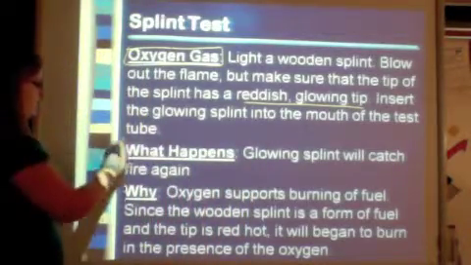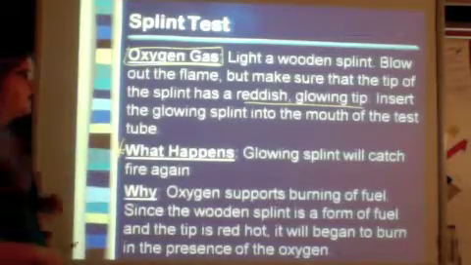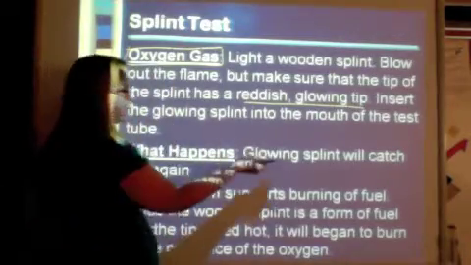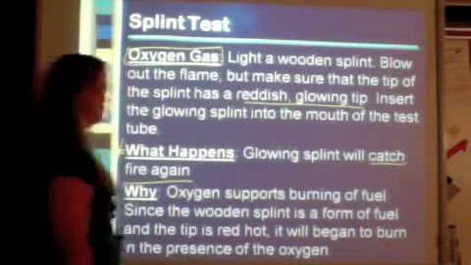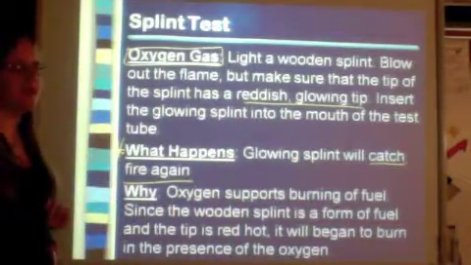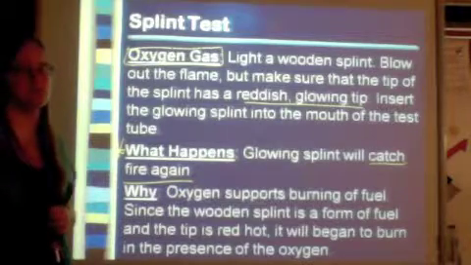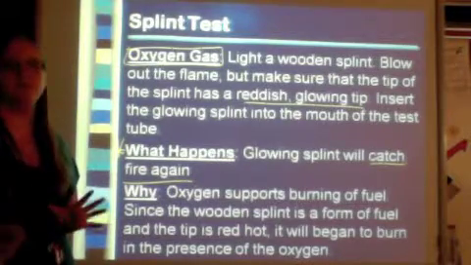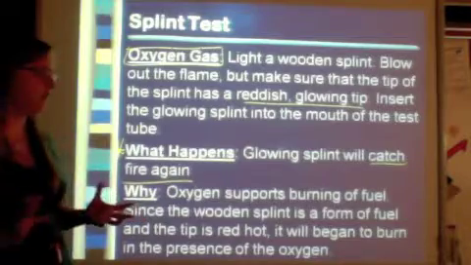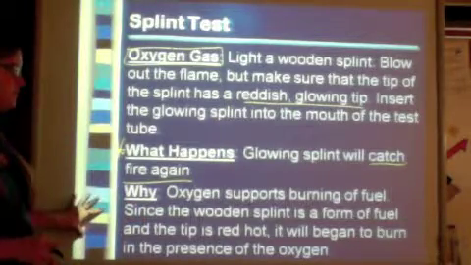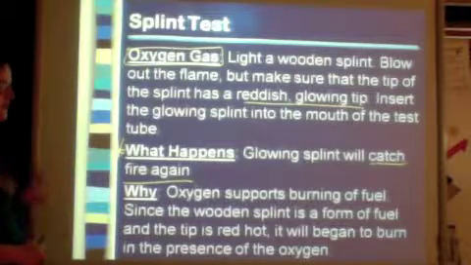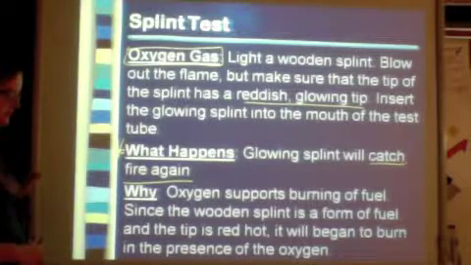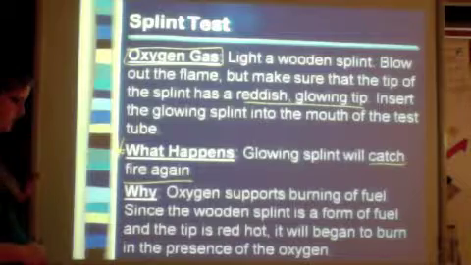And this is the key thing you've got to know here. What happens? If you have oxygen gas, the glowing splint will catch fire again. Okay, this is why it's bad to have a fire at a hospital, because of all the oxygen tanks. If fire gets anywhere near oxygen, it's going to explode. So that's what's happened. Oxygen supports burning of fuel. Since the wooden splint is a form of fuel and the tip is red hot, it will begin to burn in the presence of oxygen.